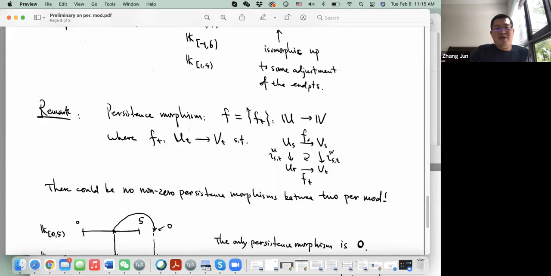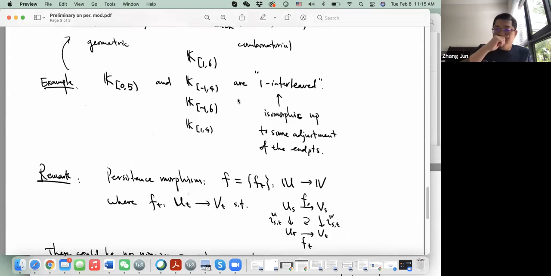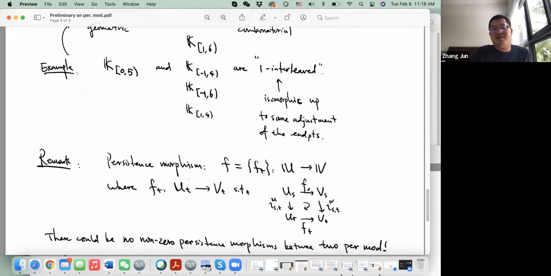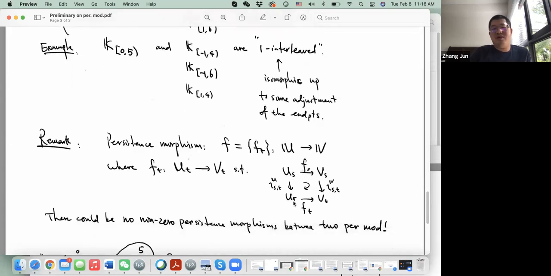One thing that I want to emphasize is once you have persistence modules, the natural morphism between persistence modules is called a persistence morphism. Obviously, it will be an R-parameterized family of morphisms. So you have F_t for t in R, and for any t it will be just a map from the t piece of U to the t piece of V. And obviously it must satisfy some compatibility with the persistence structure maps. If you go from U_s to U_t by the U persistence structure map, and then from U_t to V_t by F_t, it must commute with going first by F and then by the persistence structure map.